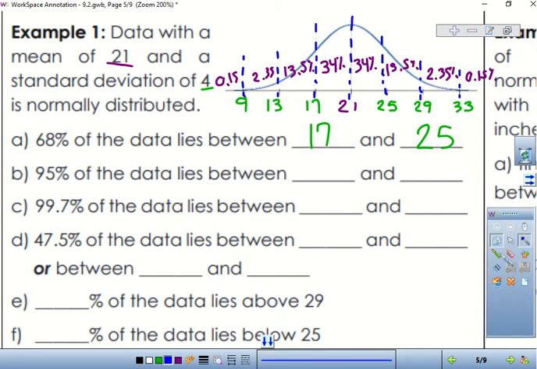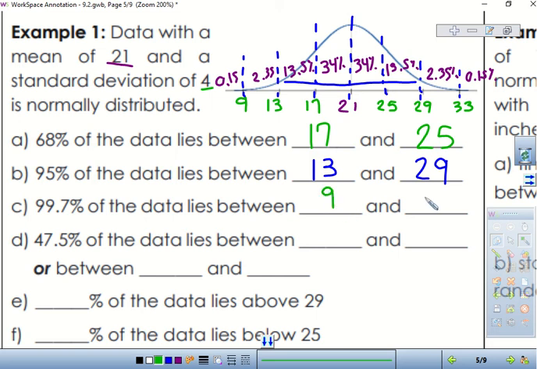95% of your data falls between what? 13 and 29. So if you added up these percentages right here between 13 and 29, they would add up to 95. And that always follows that rule. 99.7% of the data lies between what? 9 and 33. Good.